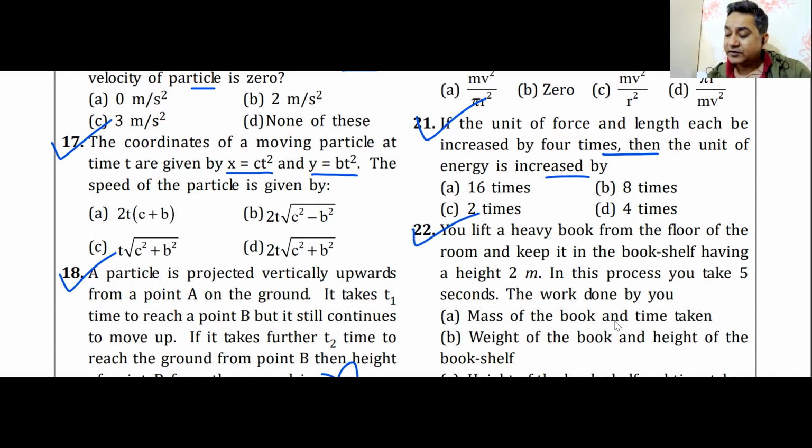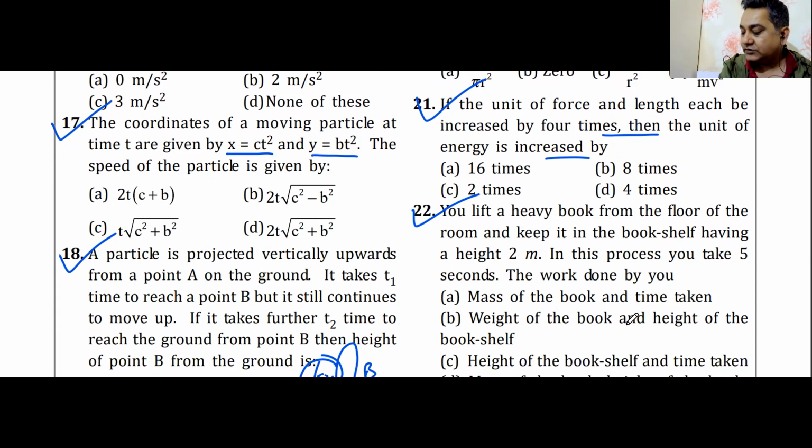You lift a heavy block from the floor of a room and keep it in a bookshelf having a height of 2 meters. In this process, you take 5 seconds, work done by you. Again, a question which would take time to read, but then you know the answer and you can just tick it. So a paper has to be in that pattern where it resembles what you are supposed to see in the examination hall.